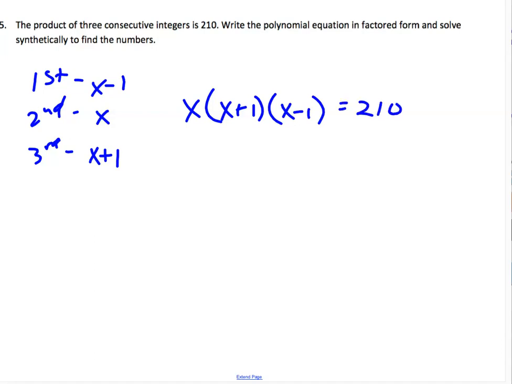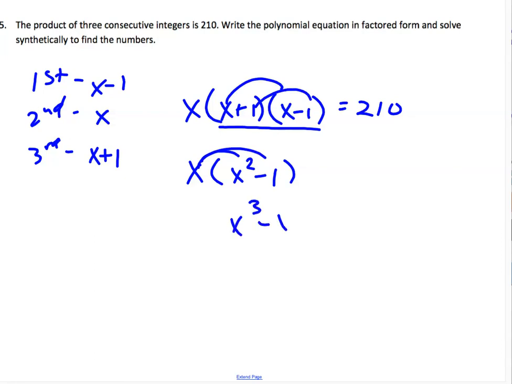This is actually factored form, but I want you guys to multiply these out. So when you multiply x plus 1 times x minus 1, those are conjugates. The middle goes away, so you're going to get x squared minus 1. Right, x times x and 1 times -1. Distribute the x. You get x to the third minus x equals 210. So just subtract the 210 over, set it equal to 0. And that's where you're going to use your calculator to find out what makes it equal 0.